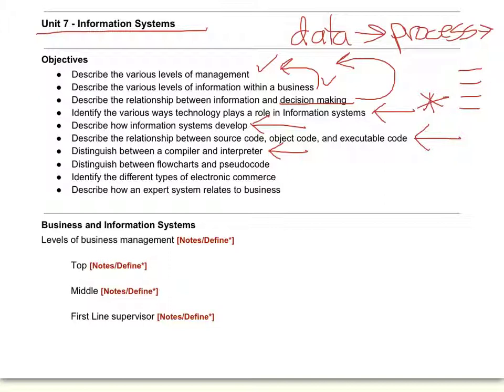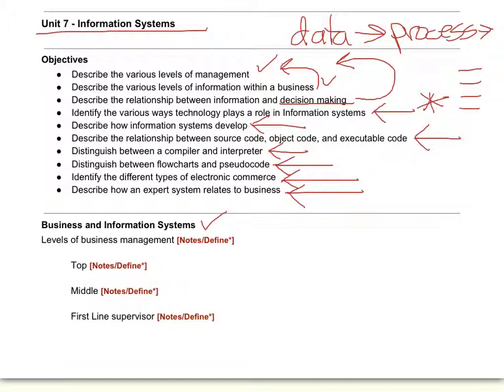Distinguish between software that's been compiled, a compiler, and software that's interpreted, compiled on the run. Distinguish between flowcharts and pseudocode in developing a path towards a solution. We'll talk a little bit about e-commerce and expert systems at the end of the term. So, business and information systems.